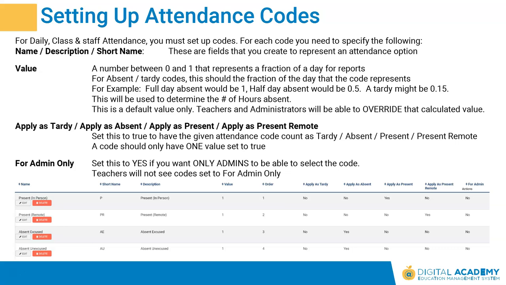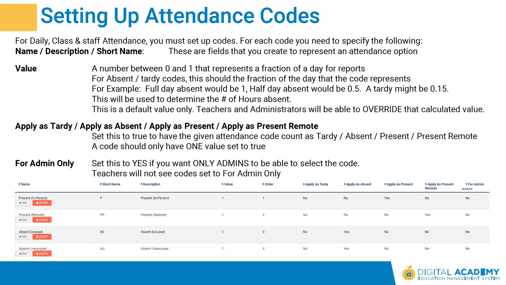The value is a number between 0 and 1 that represents the fraction of a day that code represents. For example, a full day absent or a full day present would be a 1. A half day absent would be a 0.5. A tardy might be a 0.15.